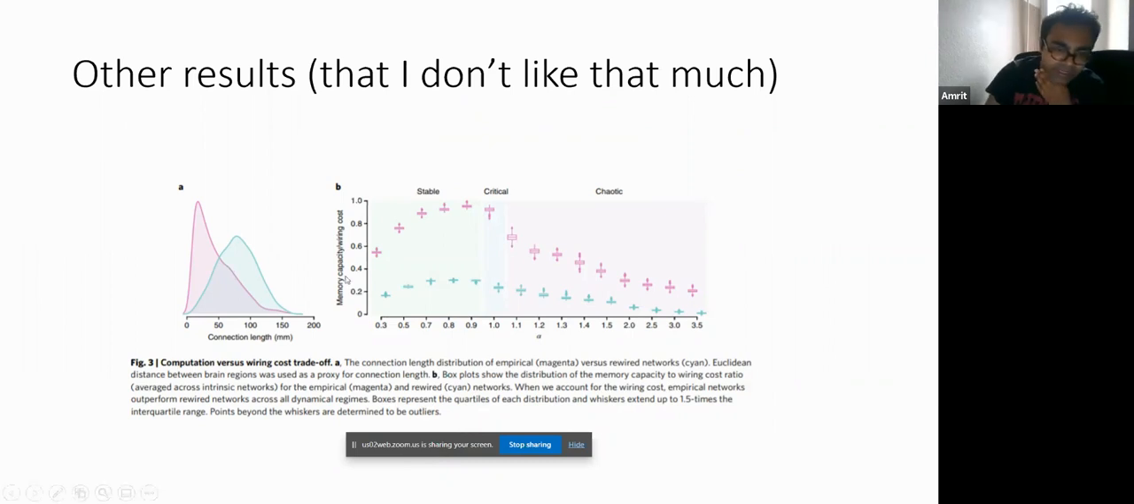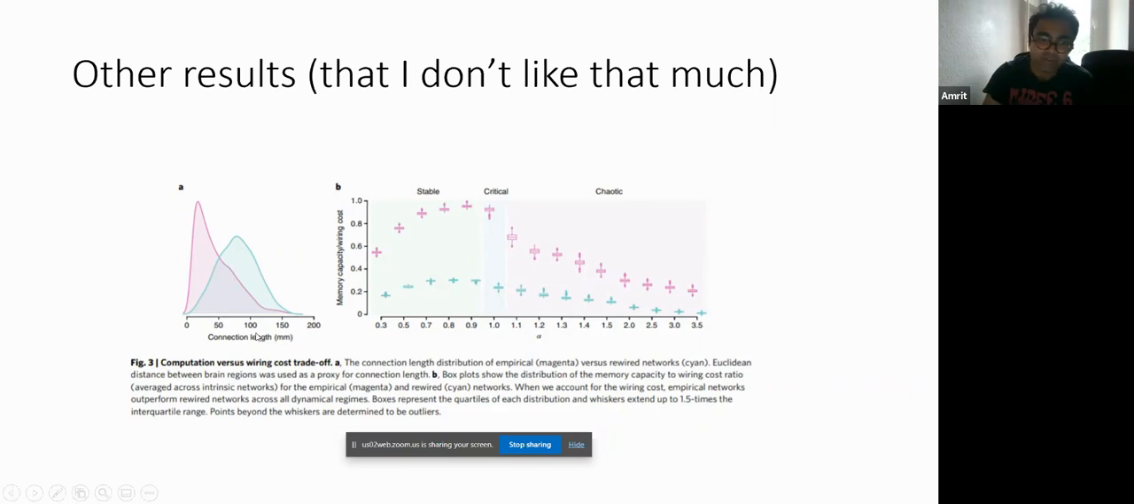Here, when she rewired the network, she noticed that the pink is the original network, and when you rewire it, you get a lot of connections that are further away. And this is a well-known phenomenon that the network we have in the brain is wired up so that neighboring areas are wired up mostly together. So the total wiring cost is much lower. So obviously the total wiring cost is going to increase here.